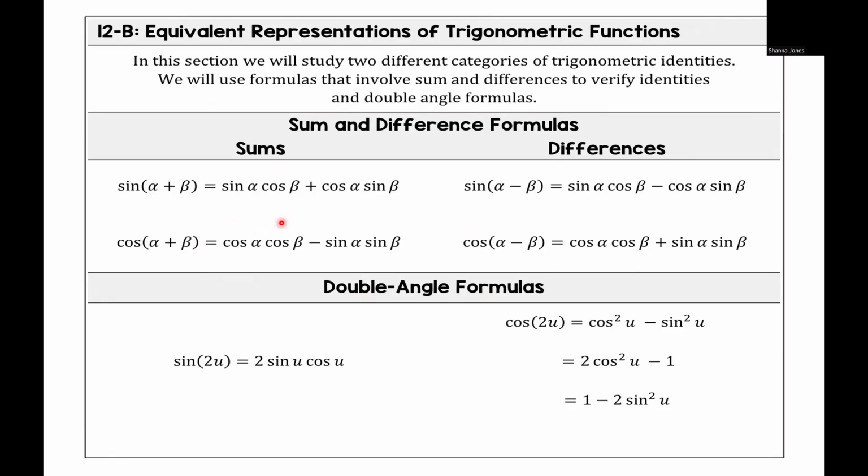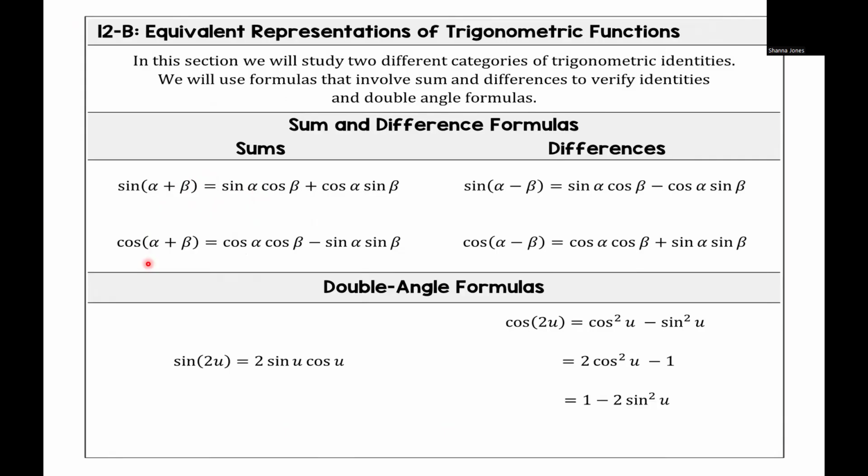For me, for sine, I just remember it's opposites. So SC plus CS, that's just how I remember. It's just the opposites. For cosine, it's going to be double the same. So it's cosine, cosine, sine, sine. How I remember this is that sine is an odd function, so they're opposite. Cosine is an even function, so they're going to be the same. How you choose to memorize it is up to you.